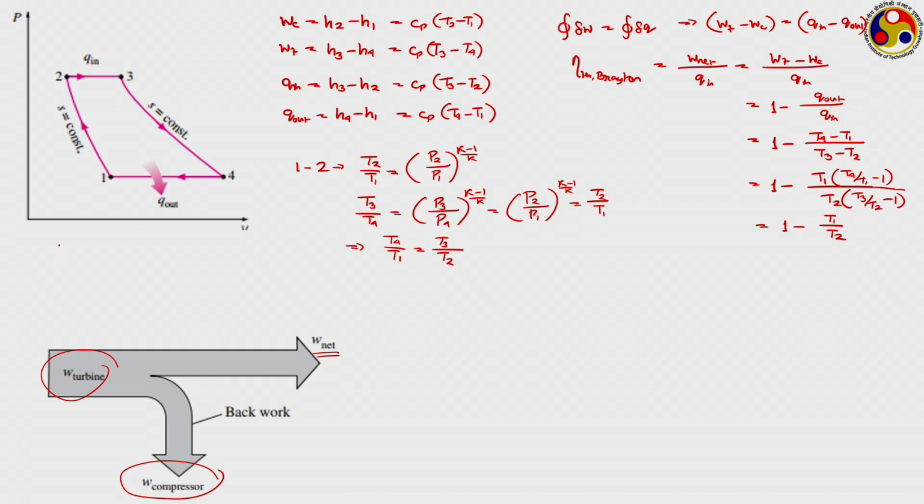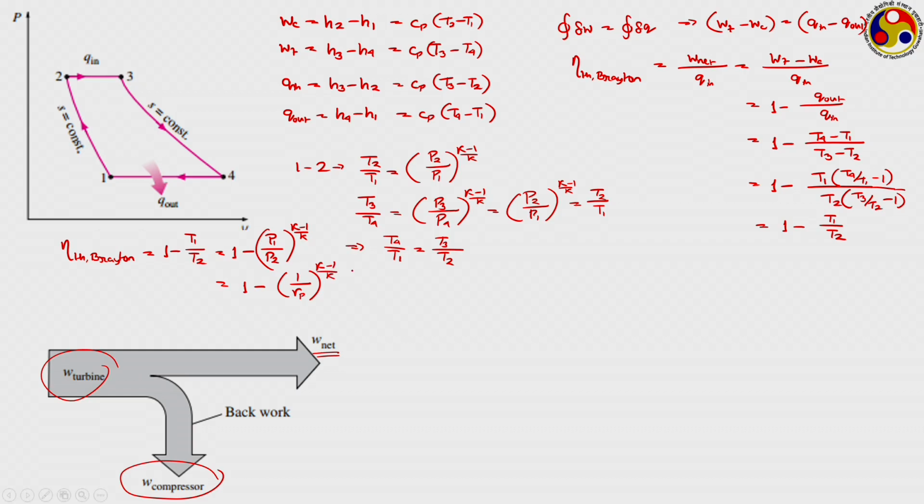So, the performance parameters we are getting: the thermal efficiency for a Brayton cycle is equal to 1 minus T1 upon T2, and from the expressions that we have got, we can write this to be equal to 1 minus P1 upon P2 to the power k minus 1 upon k, or it is commonly written as 1 minus 1 by Rp to the power k minus 1 by k, where Rp is called the pressure ratio, which is the pressure after compression by the pressure before compression.